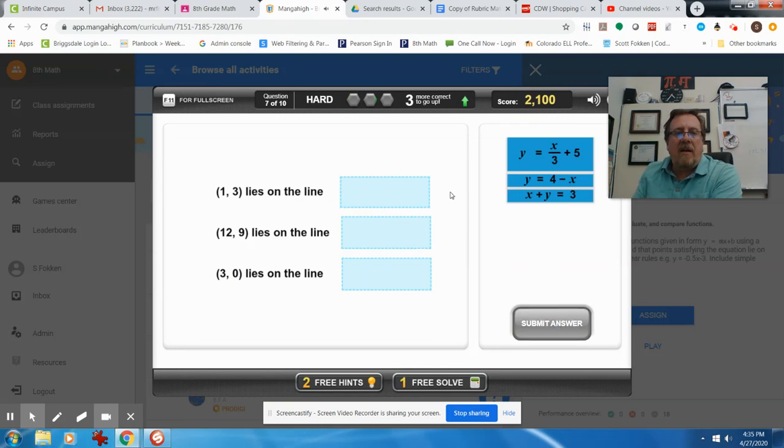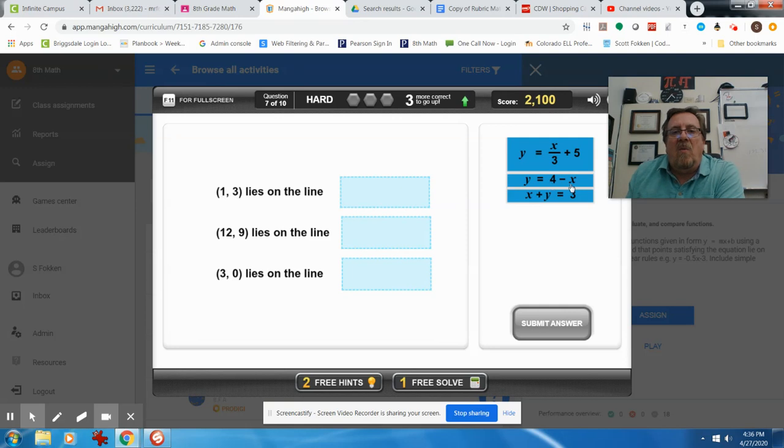Does 1, 3 lie on the line? Well, I don't know if it does or not. How would we know if this point lies on this line? Well, we can plug in the values. Remember, the first number 1 is the x value, and the second number 3 is the y value. So if we were to plug in 1 for our x, we'd get 1/3, right? And 1/3 plus 5, does that give us 3? No.